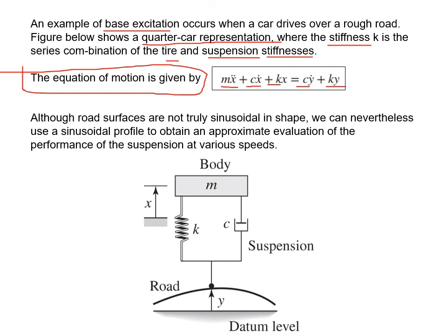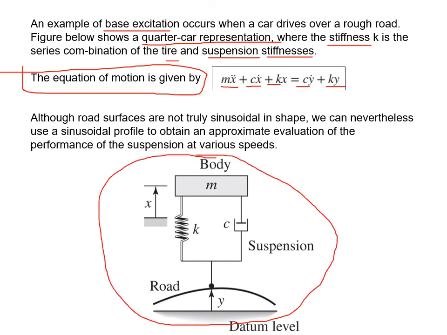We can see this quarter car model represented down here by the body. We have our mass m, spring constant k, our suspension and c value, and there's our bumpy road and our displacement off of our datum level represented by y. In reality, our roads are not going to be truly sinusoidal in shape, but we can still use this sinusoidal profile to obtain an approximate evaluation of the performance of the suspension at various speeds. So we can vary our speed in this model and just use an approximate sinusoidal shape.